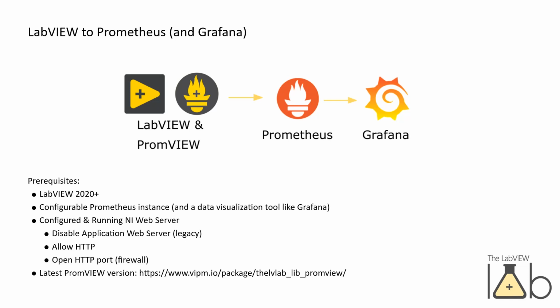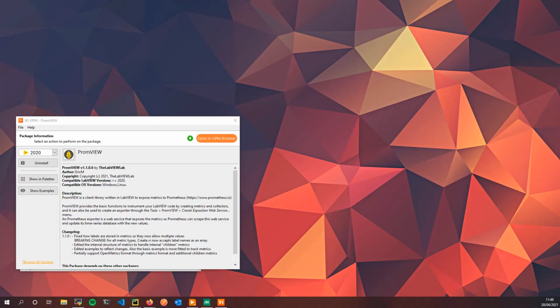Before getting started, make sure that you have LabVIEW 2020 or later, a working Prometheus instance that is able to connect to the machine you'll be using to run PromVIEW, and a configured and running NI web server. First, you'll need to install PromVIEW. It's available on the IPM or directly from the GitHub repository. You'll find all the information you need to get there in the description box below.